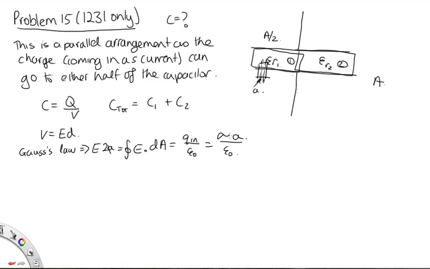Okay, so solving this, we've got E is equal to sigma over 2 epsilon naught, and this is with no dielectric and for one plate.